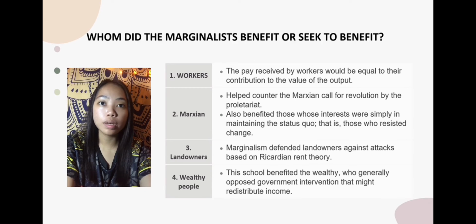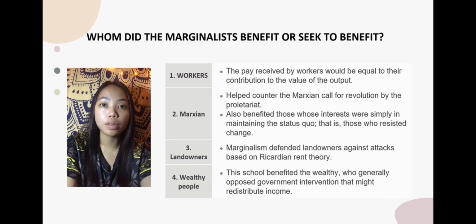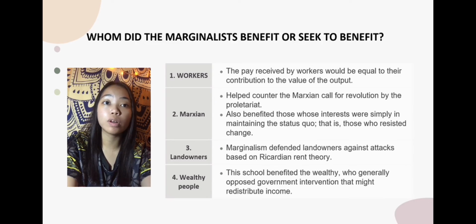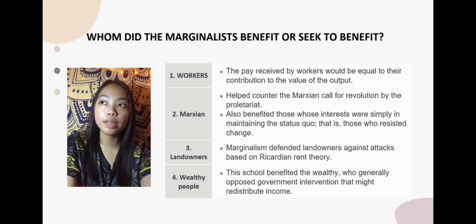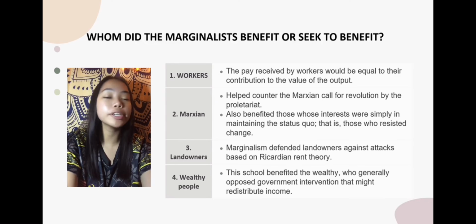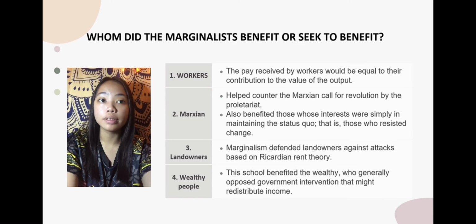Next, we talk about whom the marginalists benefited or sought to benefit. Number one is workers. The pay received by workers would be equal to their contribution to the value of the output. Number two is Marxians. Marginalists helped counter the Marxian call for revolution by the proletariat, and also benefited those whose interest was simply in maintaining the status quo, that is, those who resist change. Number three is landowners. Marginalism defended landowners against attack based on Ricardian rent theory.